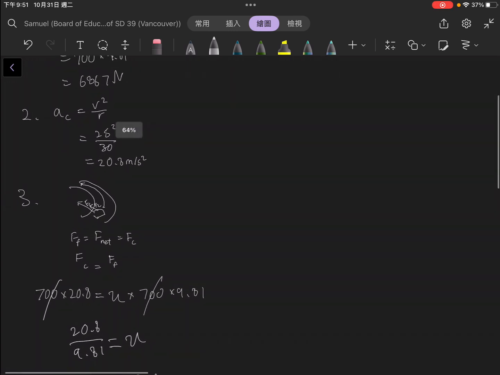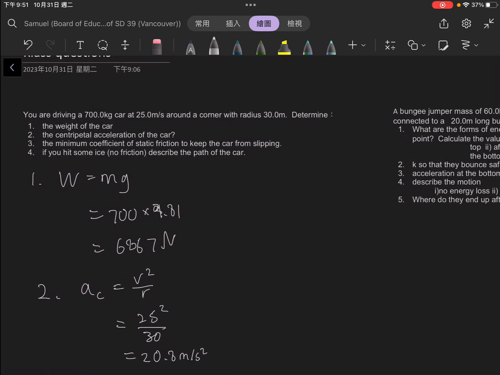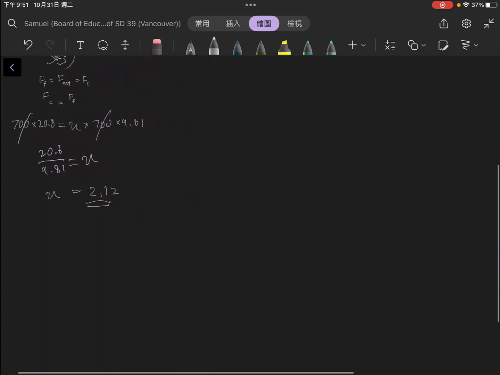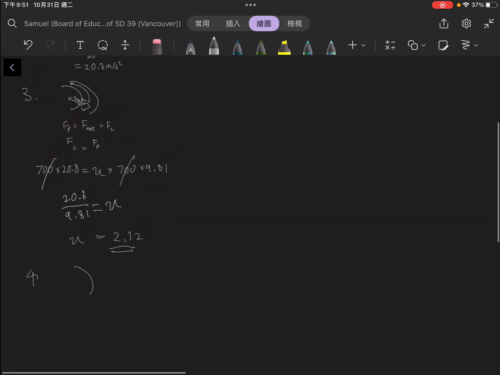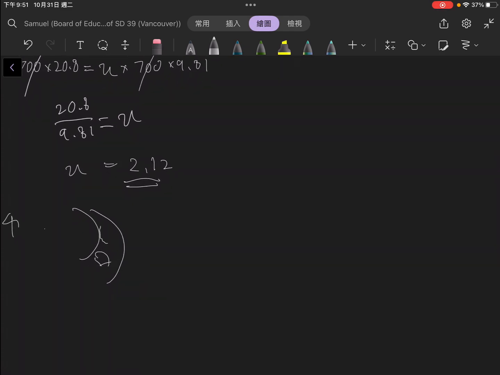Yeah. So question 4. If we hit some ice, which means the friction is gone, describe the path of the car. Yep. Again, let's draw it out. So what's happening? So let's say it's undergoing a circular motion. However, there is some ice here which causes a loss of friction. And since friction is basically our only force, which is also our centripetal force, the centripetal force will be gone. So what does it mean when the centripetal force is gone? It means that the object is no longer undergoing a circular motion.